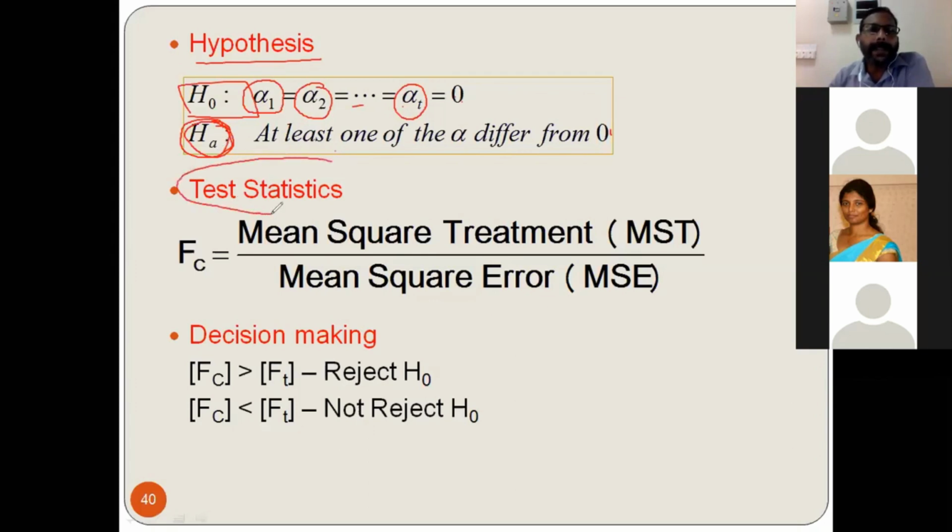Then we have the test statistic that we have already seen. Your F calculated value is given by mean square of treatment divided by mean square of error. Mean square of treatment divided by mean square of error. All right?